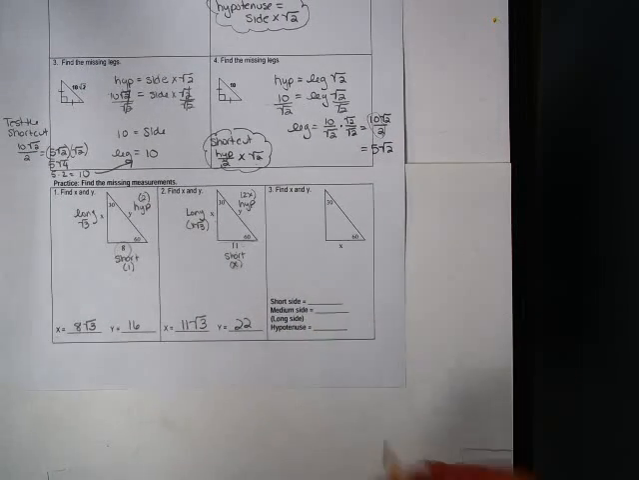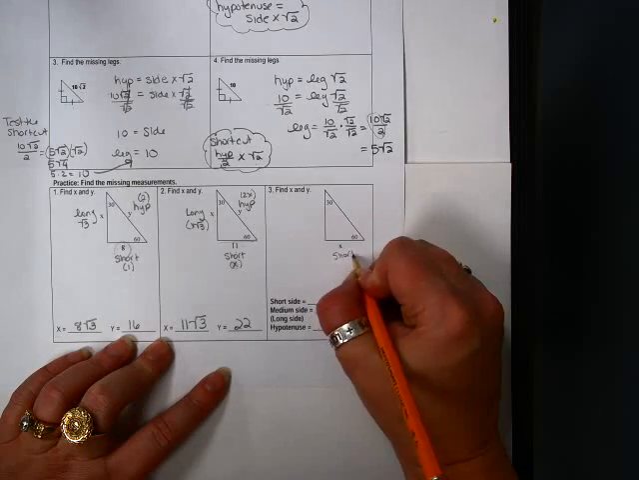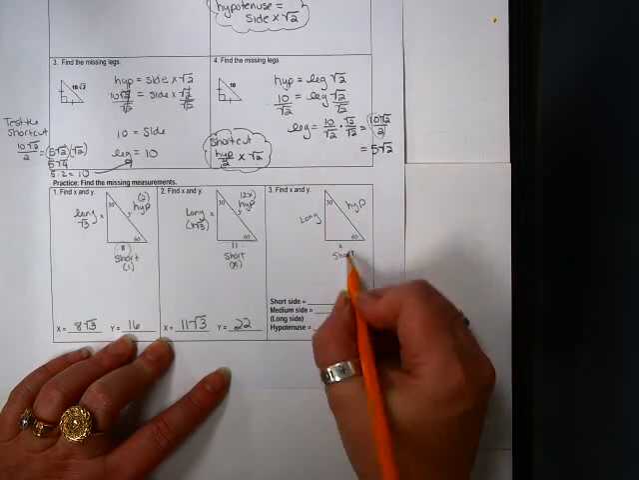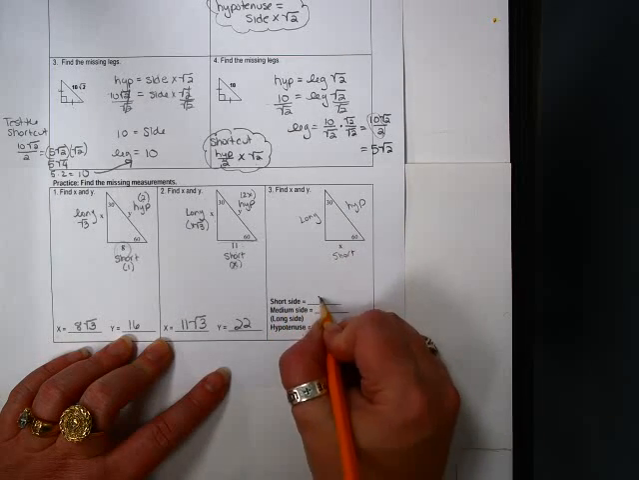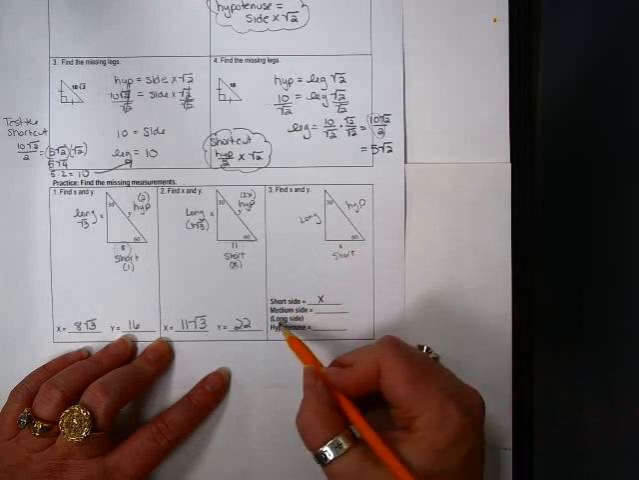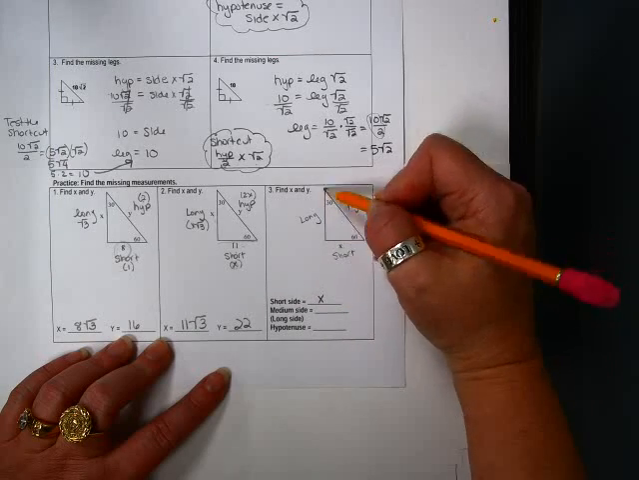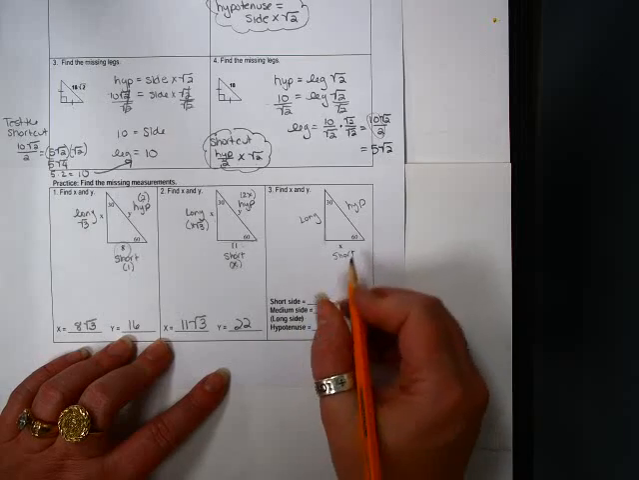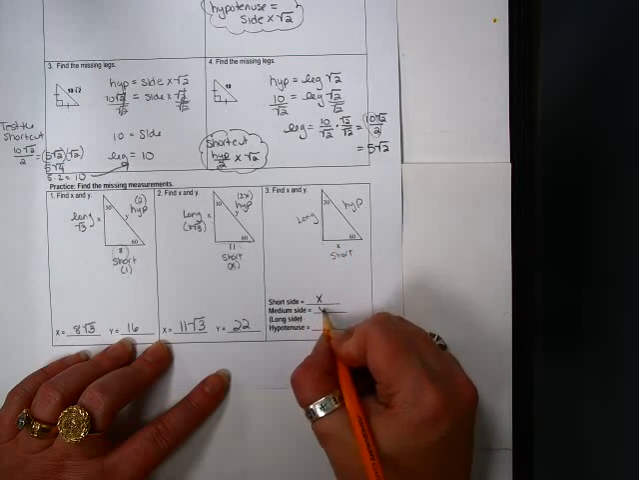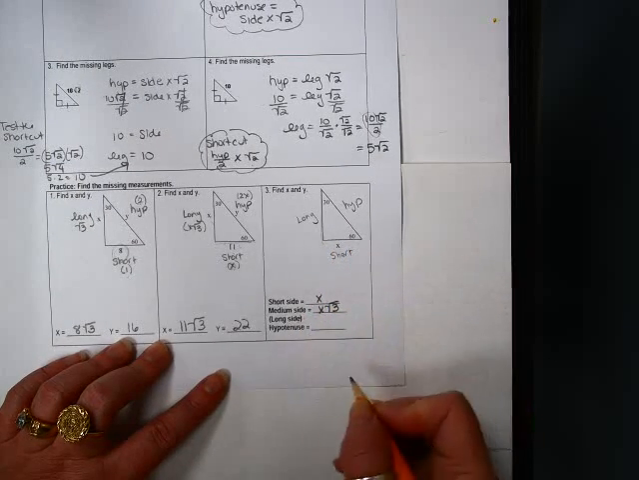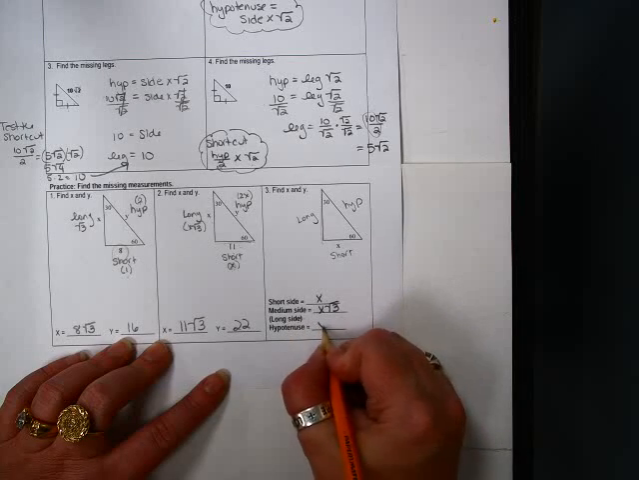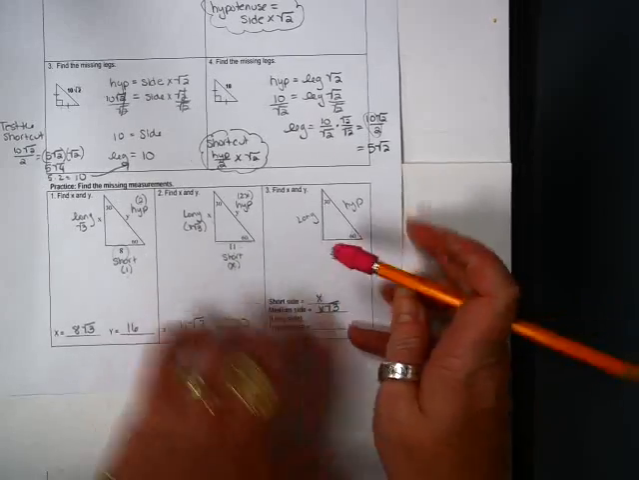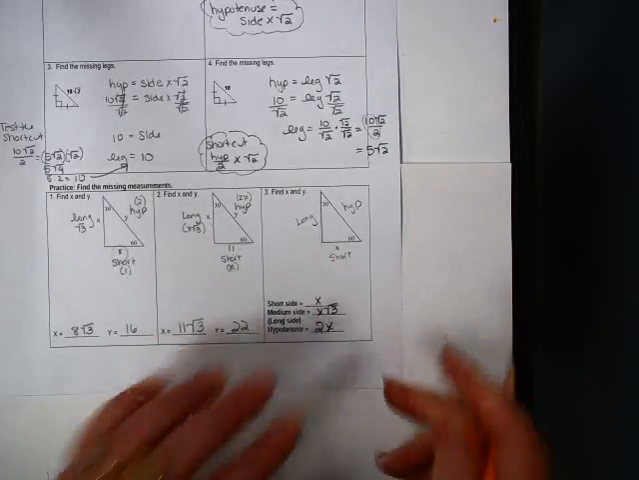Okay, let's do one more. This is the short side. This is the long side. This is the hypotenuse. The short side is x. Short side, x. The medium side, or this side here, that's going to be the long side, long leg. And so that one is just going to be x rad 3. And then the hypotenuse is going to be x doubled, so that we write 2x. And we are done.